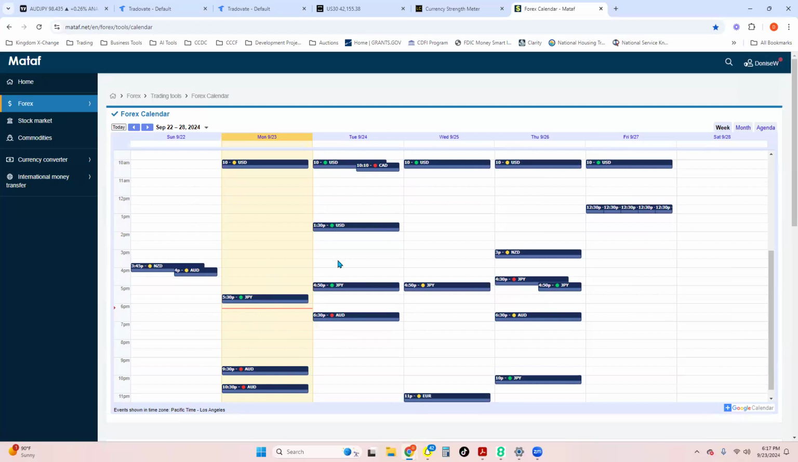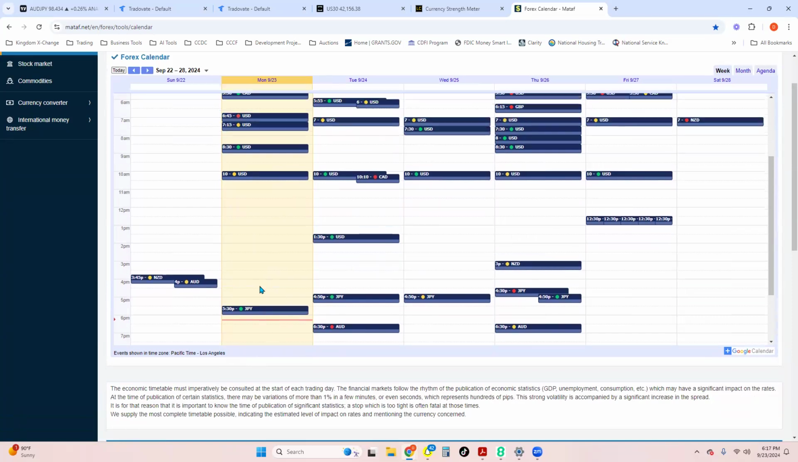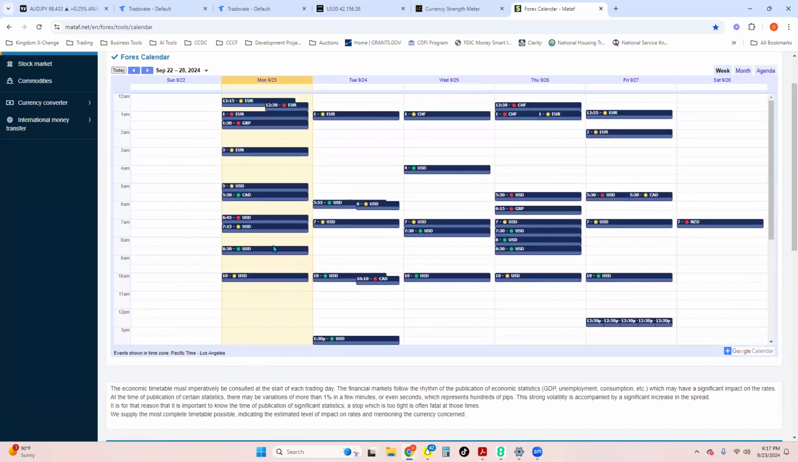This calendar will tell you, and it's based on your time zone. Green means you can trade with no problem. It's like go. Yellow means trade, but be careful because there's news during that time. And red means to stop before you trade because this is a significant event. So it's just like that.